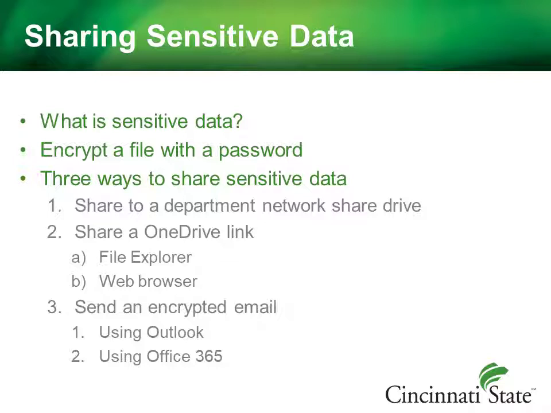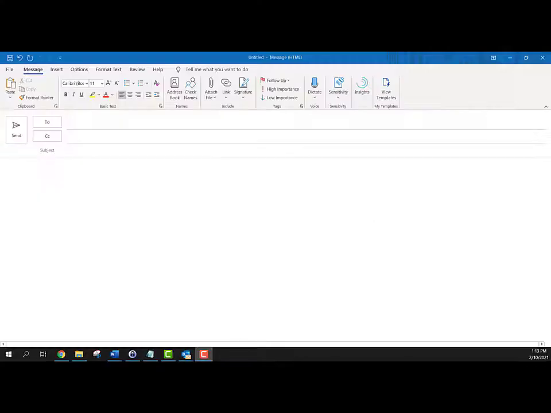Another method of sharing sensitive data is sharing a OneDrive link. Although there are several ways to copy a file to your OneDrive, here I'll show 2. First is to copy a file to your OneDrive using File Explorer. Second is to copy a file to your OneDrive using a web browser. Open a new email window. First, we'll copy a file to your OneDrive using File Explorer.